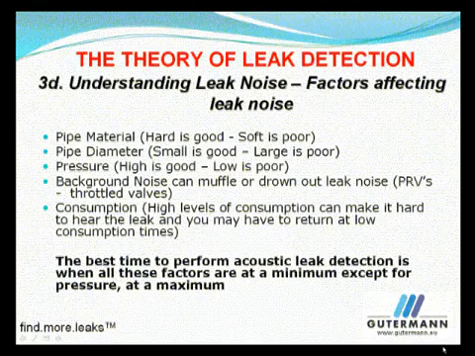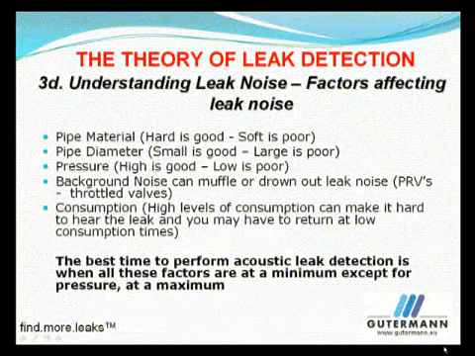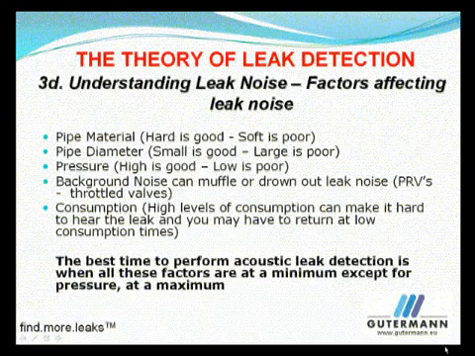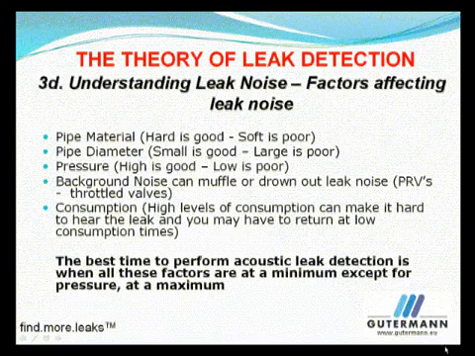Leak noise. Factors affecting leak noise. Hard pipe materials like steel and copper will provide a good sound, and soft pipes like polyethylene provide a poor sound. The frequency of the leak noise is high in copper, mid-range in steel, and low frequency in PVC. In small diameter pipe, below 80 millimeters, the leak noise is usually louder and a higher frequency than it is in larger diameters. In pipes above 600 mil, the leak noise can become very quiet, low frequency, and difficult to detect.